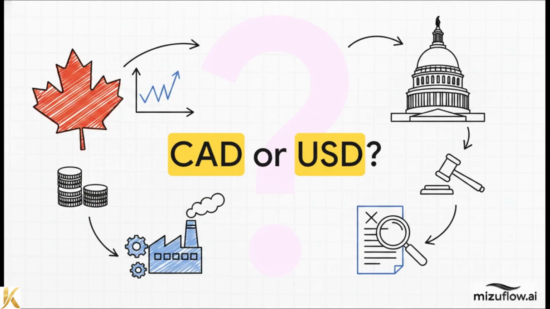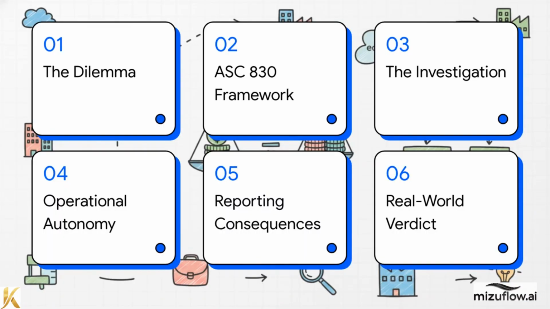Choosing the wrong path here doesn't just mean a quick slap on the wrist from an auditor. No way. It dictates how millions of dollars of currency fluctuations flow through your financial statements. To untangle this whole complex US GAAP standard together, here's our path. We'll start with the dilemma, move to the ASC 830 framework, conduct the investigation, look at deciding operational autonomy, dive into the reporting consequences, and finish up with the real-world verdict.